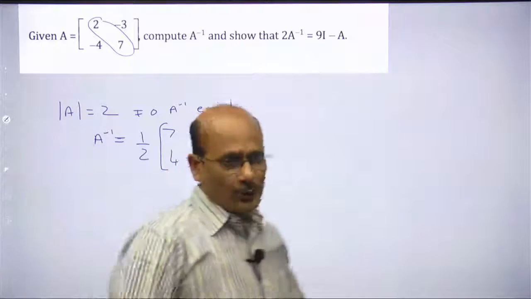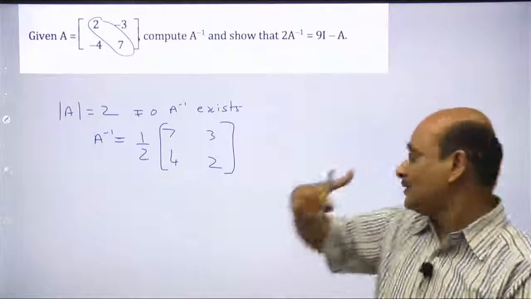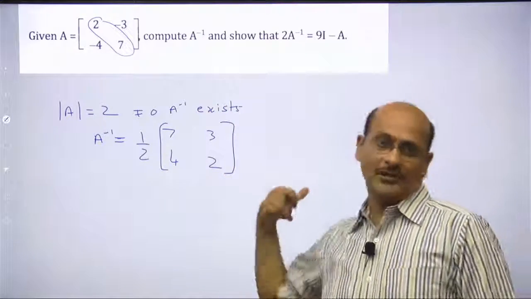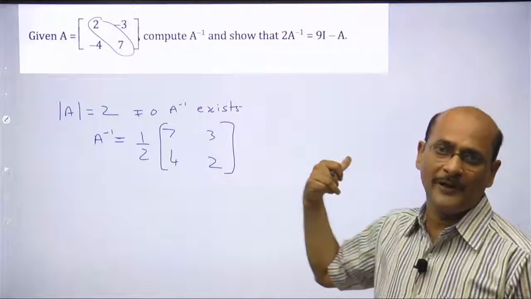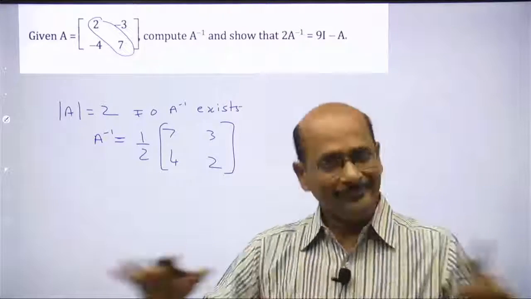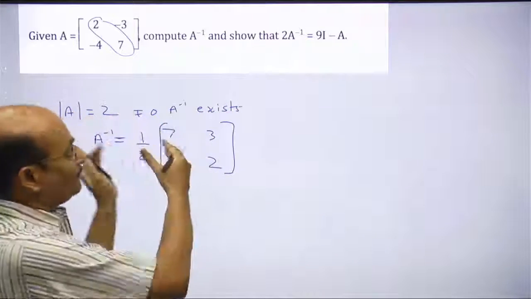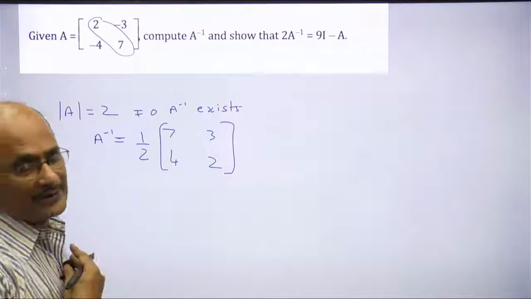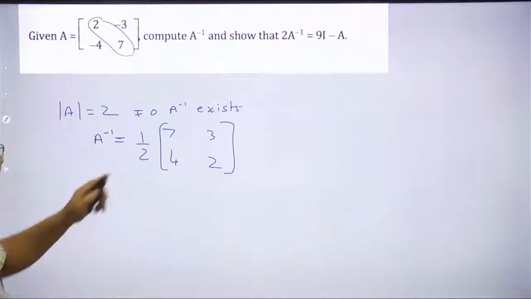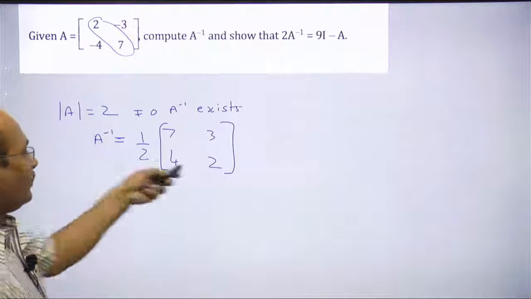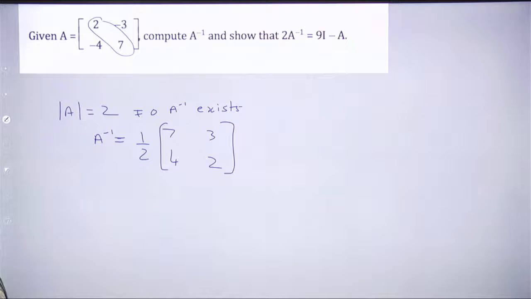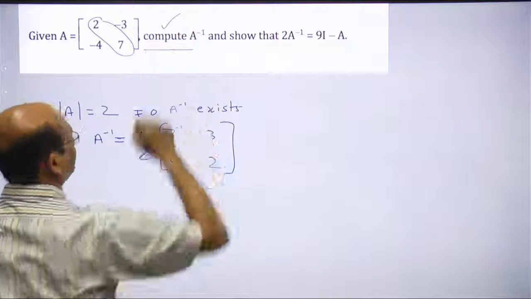For 2 by 2 you don't show the method, but for a 3 by 3 matrix you have to show the adjoint properly. Even one mistake, your sum collapses. Sometimes even I make mistakes. It's not that I am aloof or foolproof from mistakes. Okay guys, okay girls also. So I hope you got this point. A inverse is equal to 1 upon 2 into [7, 3; 4, 2]. Once you finish with this, I have computed the first answer right.